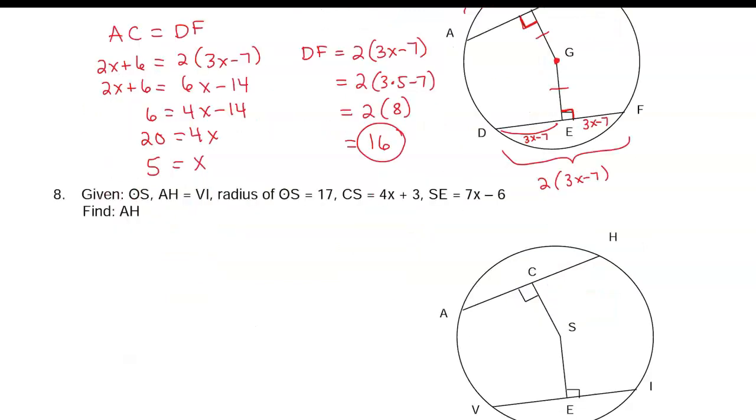Number 8, you are given circle S. That's what this notation means. And that also means that S is the center of the circle. We are given the length of AH equals the length of VI. I'm going to mark this chord AH congruent to this chord VI. If two chords of a circle are congruent, then they are equidistant from the center.